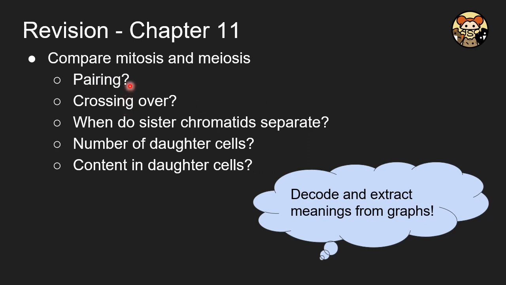So how are we comparing these 2 processes? We will talk about whether there is pairing of chromosomes, whether there is crossing over, when the sister chromatids are separated, and the number of daughter cells and also the content in the daughter cells. Sometimes we also ask you to extract the meanings from graphs similar to your textbook, so you have to read your textbook also.